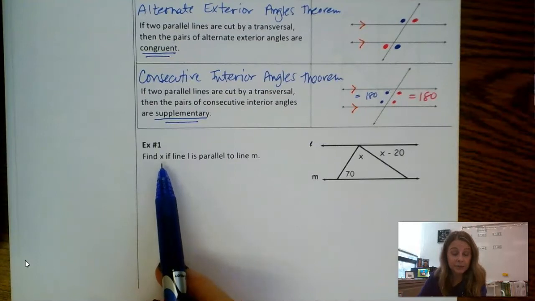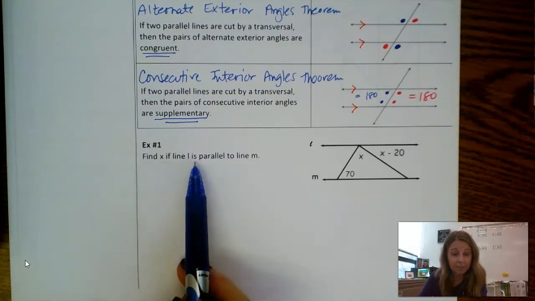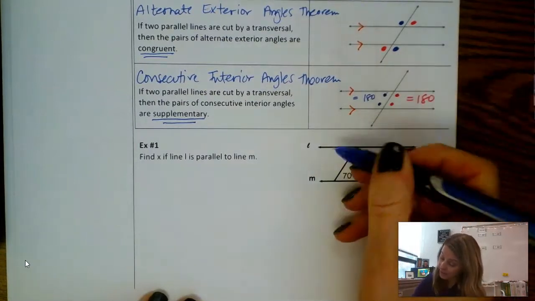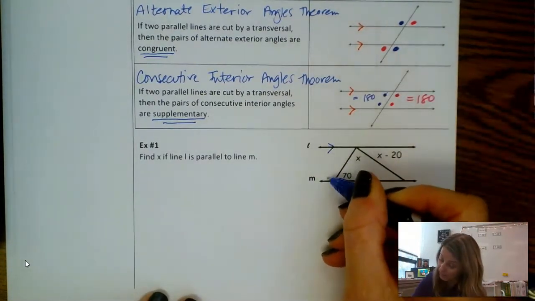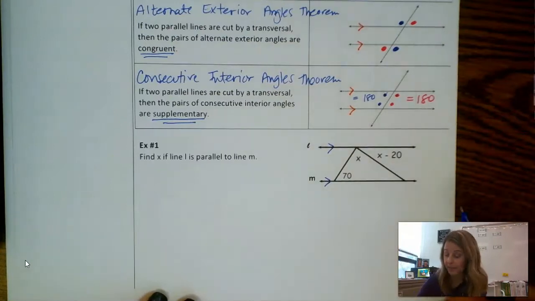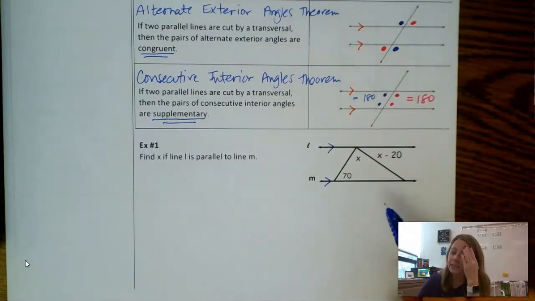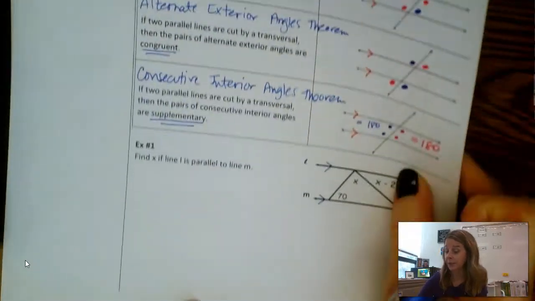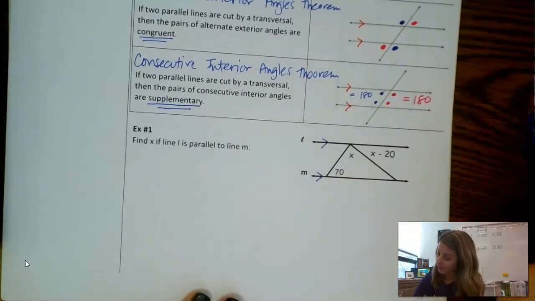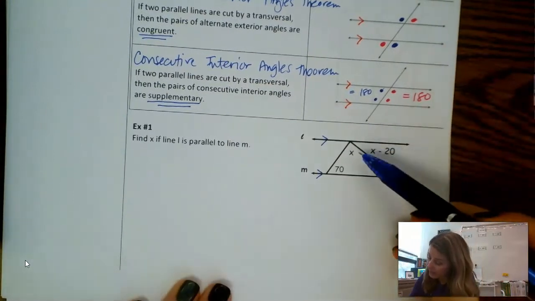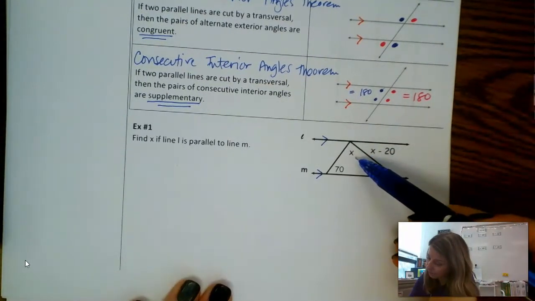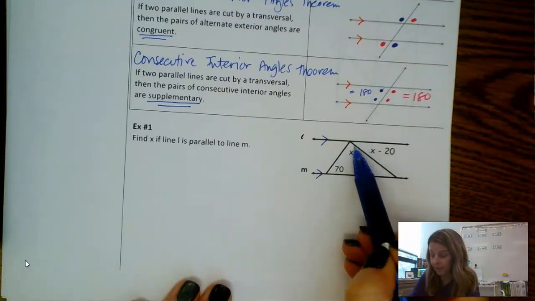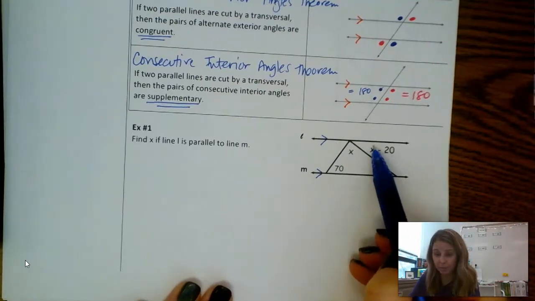Find the value of x, or find x if line L is parallel to line M. All right, so here are my parallel lines. And in fact, I might go ahead and do that just to reinforce that. So if I have parallel lines, I have these relationships occurring. So let's look for one of those. Okay, find the value of x. So this x right here in this angle and this x over here, I don't really know the relationship with each other.